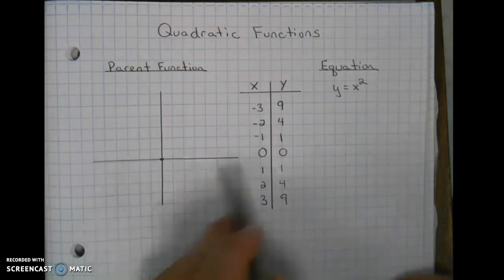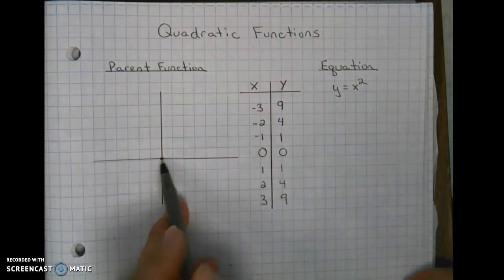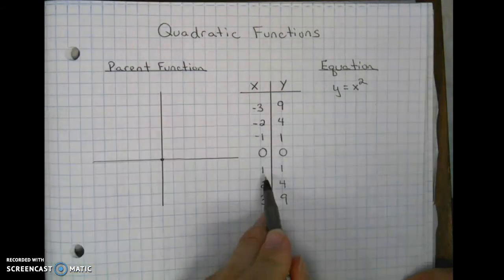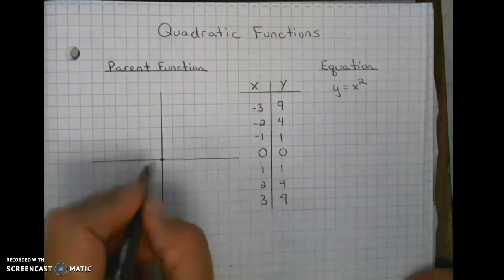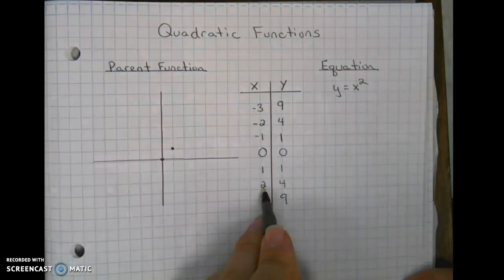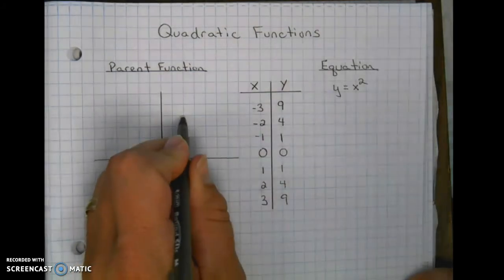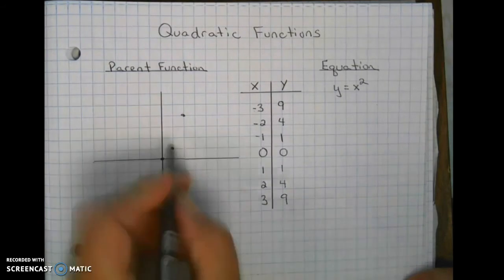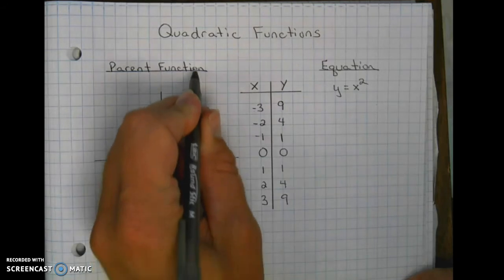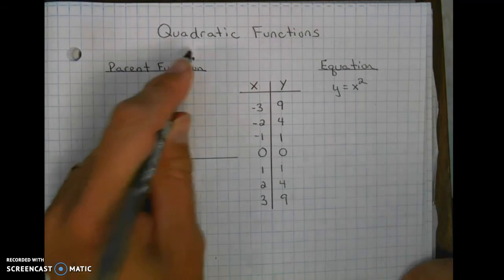Okay, so now that we have our table, we're going to go ahead and plot these points on the graph. So starting off with 0, 0. And let's do the positive side first. So 1, 1. So 1 on the x, 1 on the y. 2 on the x, 4 on the y. So 2, 4. And then 3, 9. So now we have part of our graph.